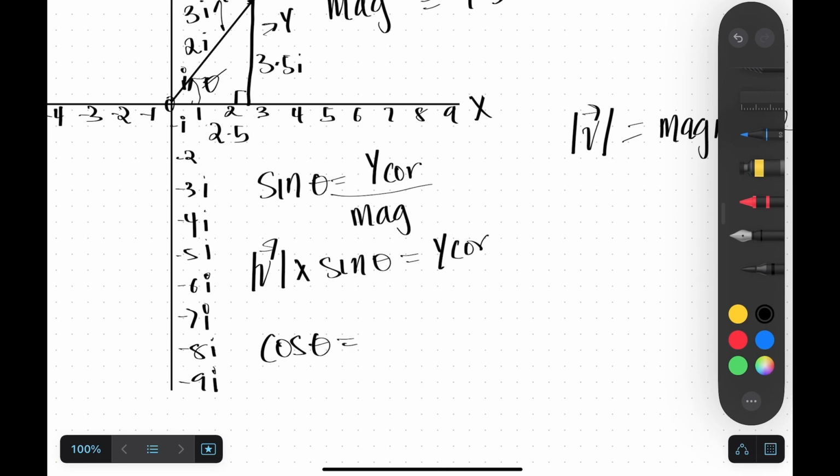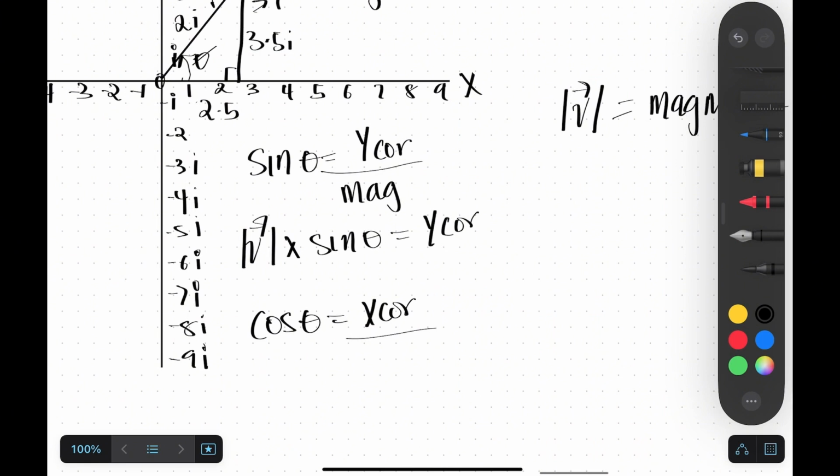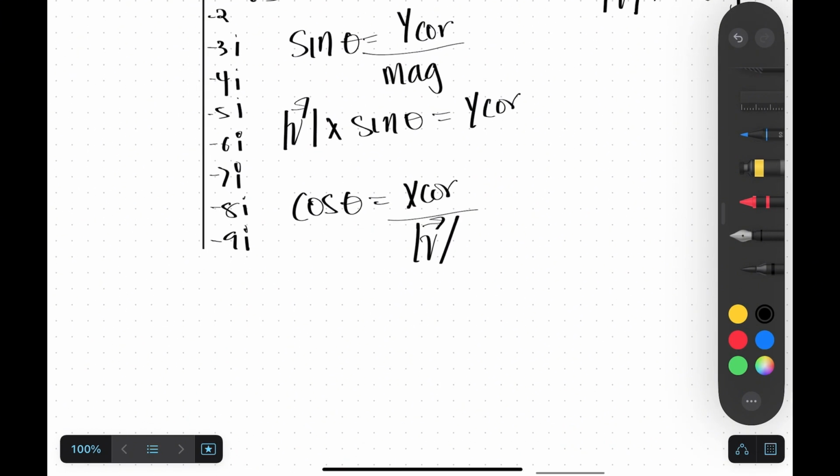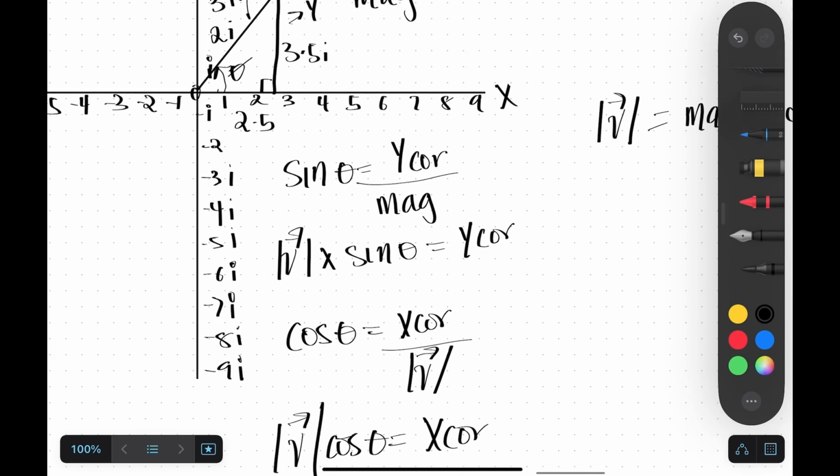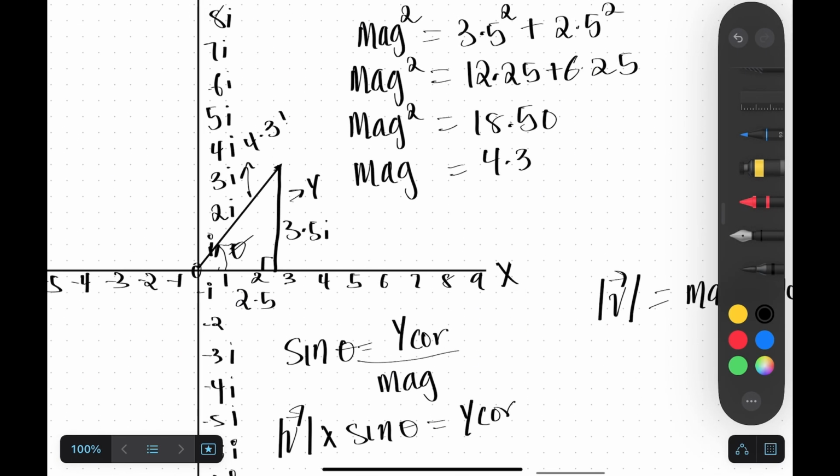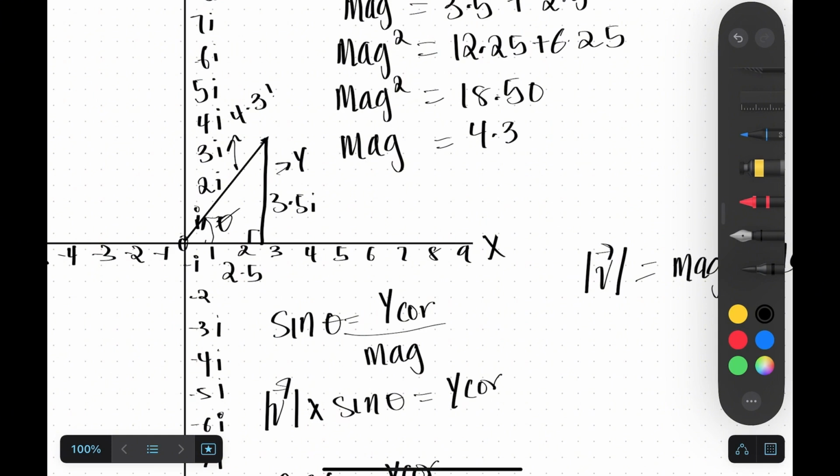Cosine of theta is equal to the x-coordinate divided by the magnitude, so magnitude times cosine of theta is equal to the x-coordinate. However, because our y-coordinate is the imaginary part because it has that i, we must also add our factor of i.